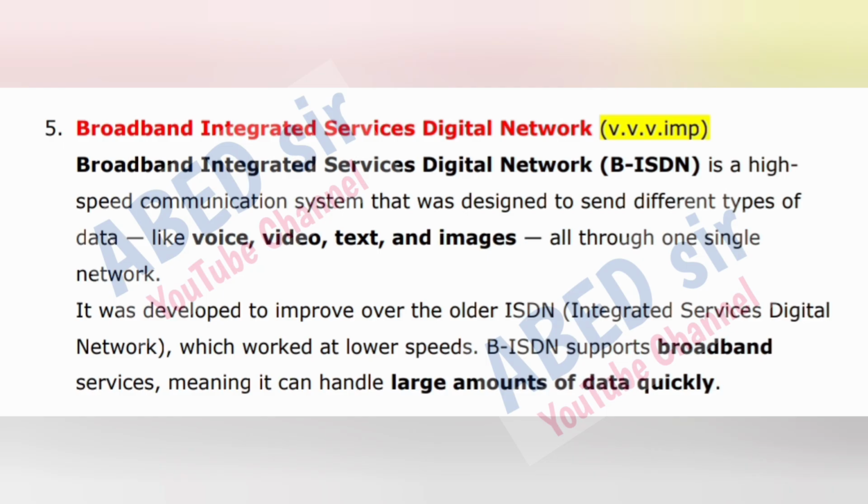Broadband Integrated Services Digital Network, BISDN, is a high-speed communication system that was designed to send different types of data like voice, video, text, and images all through one single network. It was developed to improve over the older ISDN, Integrated Services Digital Network, which worked at lower speeds. BISDN supports broadband services, meaning it can handle large amounts of data quickly.